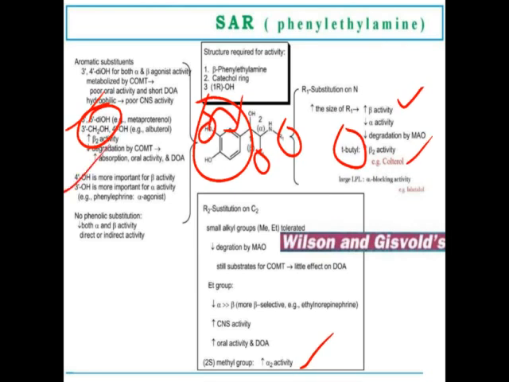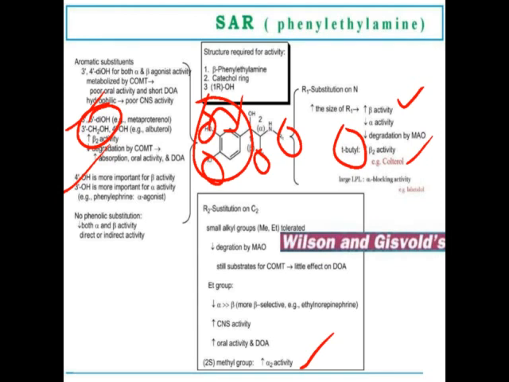Here you can find out that if only the 4 hydroxy group is present, it is important for the beta activity. If we remove the 4 hydroxy group and maintain only the third hydroxy group, then it just becomes more alpha activity. And if we remove both the hydroxy groups, what happens? It will decrease both the activities, that is the alpha and beta receptor activity. So these are, in short, the SAR for the phenylethylamine.